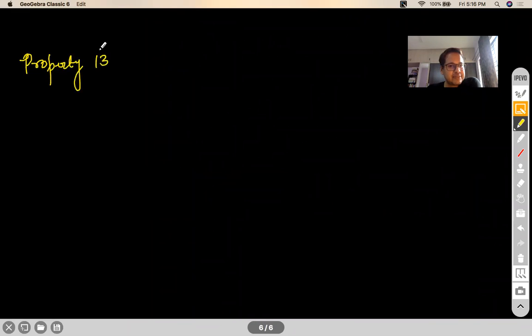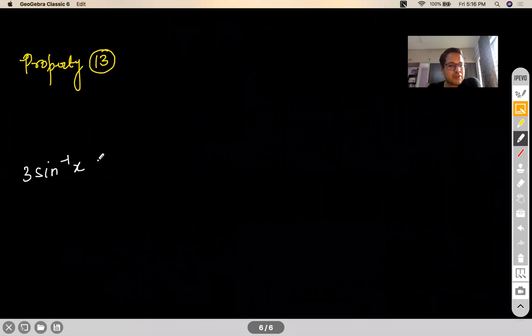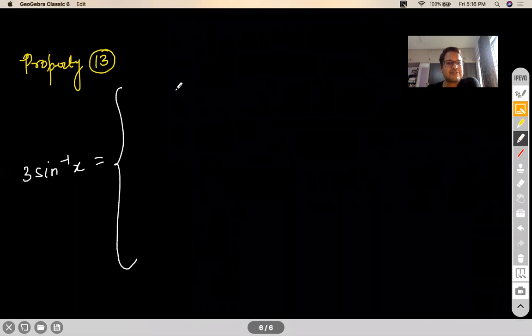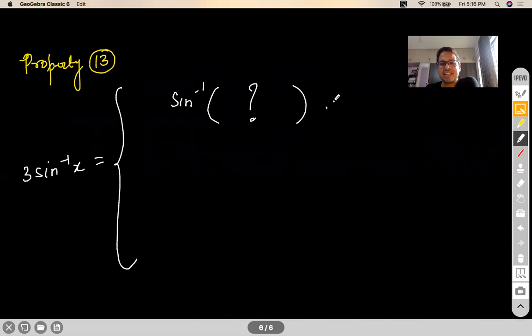Property number 13. Okay. So for property number 13, we are going to take the 3 sine inverse x formula in terms of sine inverse. So better tell me what is this question mark and what is the interval of x for which it will be valid, and are there any subsequent formulas to this? It should now be a less than 2-minute exercise for all of you. Please do it at your own end and let me know once you're done.